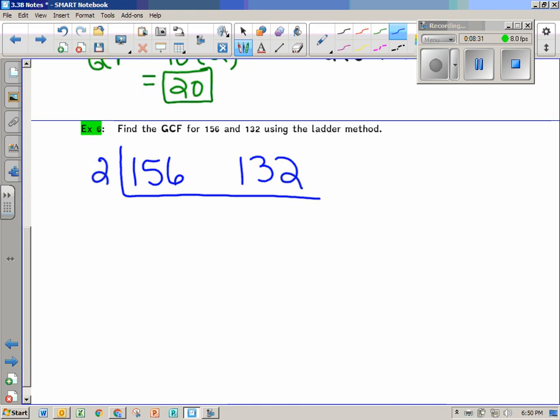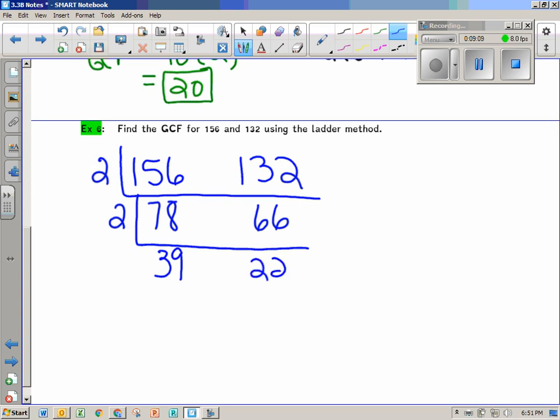So 2 into 156 is 78, and 2 into 132 is 66. And then I noticed both of these are actually both divisible by 3, because 7 plus 8 is 15 and 6 plus 6 is 12, but I'm going to guess most people picked a 2 again. That would give us 39, and 2 into 66, whoops, is 33.